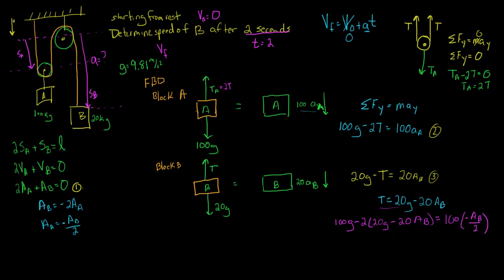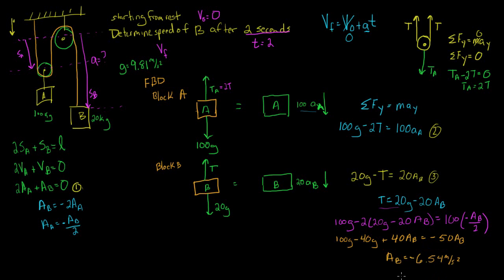And cleaning this up just a little bit, we have 100g minus 40g plus 40 AB is equal to negative 50 AB. And if we solve this equation, we can get an expression for AB. So we get AB is equal to negative 6.54 meters per second squared.